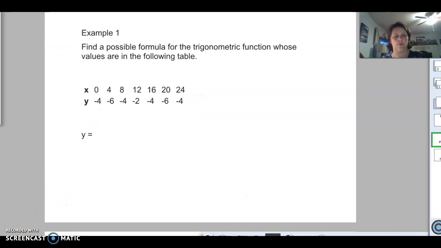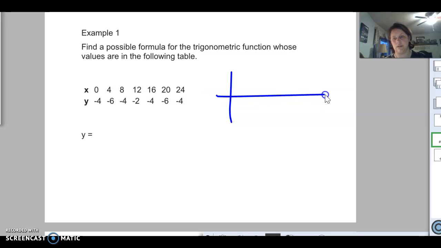For example number 1, we have: find a possible formula for the trig function whose values are in the following table. So this is nothing new. This is a review of actually what we've done before. So a couple of different ways that you could look at this. You could graph it if you wanted to. Let's go ahead and just look at what a graph would look like of this.